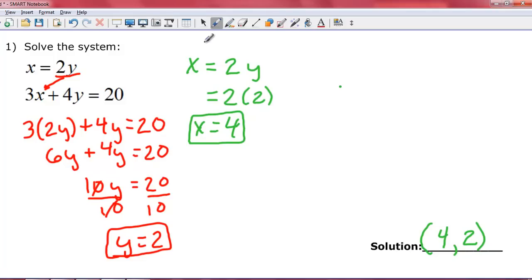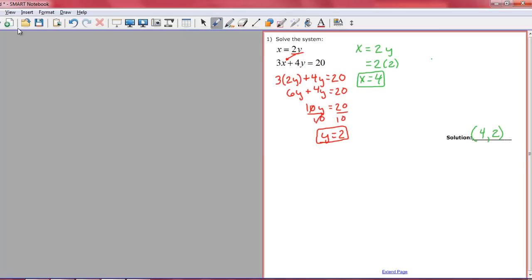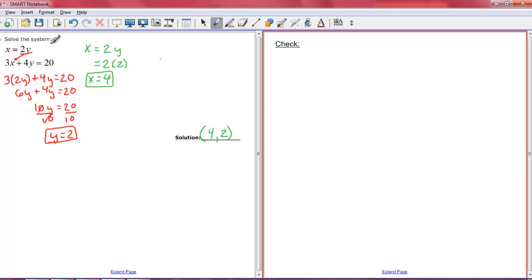But how could we check this to make sure that we're right, Miss Conley? Alright, well we need to take our solution, x equals 4 and y equals 2, and substitute that into both of the original equations. We need to make sure that we get true statements when we do that. Does it matter which one we do first? Nope. Alright, let's just do the top one then.